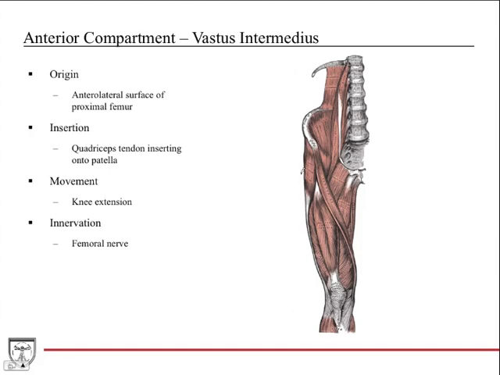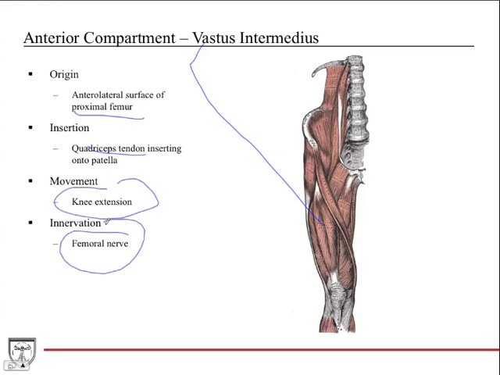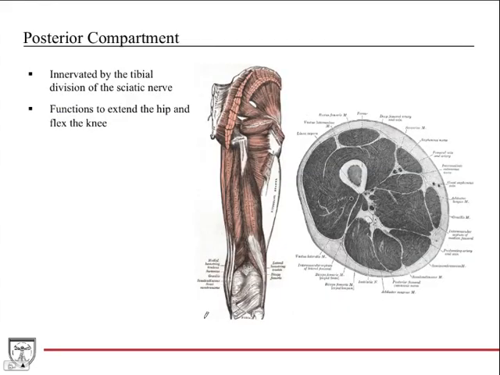Vastus intermedius, it's deep to this muscle here, so it'd be in this region here, just deep. Anterolateral surface of the proximal femur, so that's where it's going to originate from. And then again, quadriceps tendon, knee extension, femoral nerve. You get the idea. So the posterior compartment of the thigh.